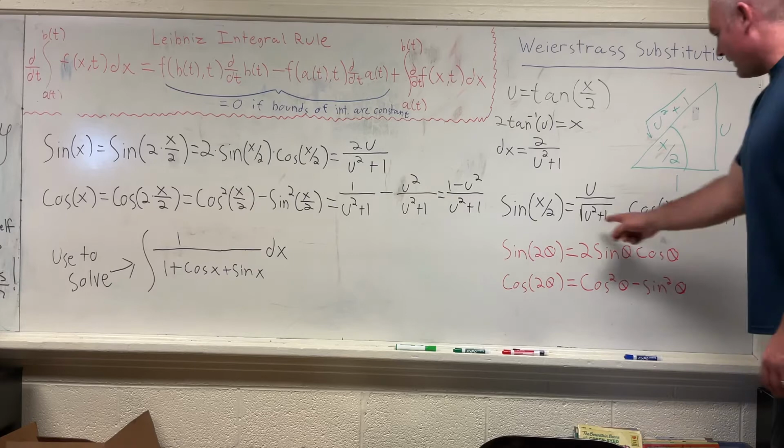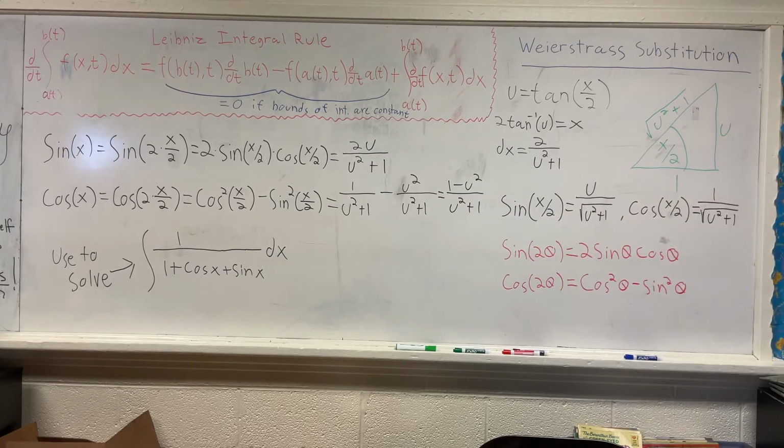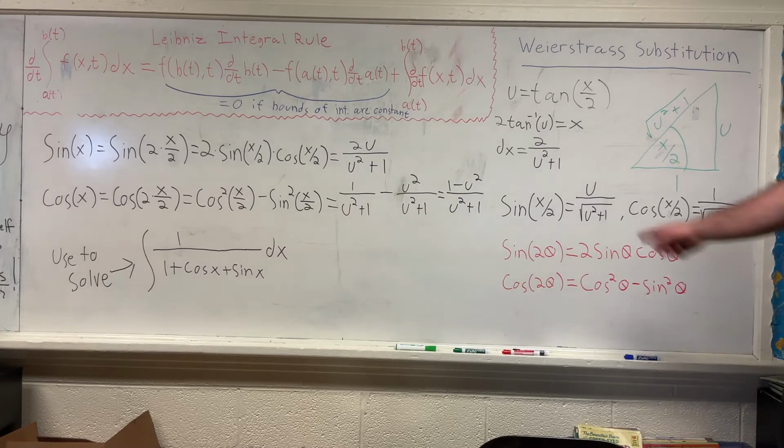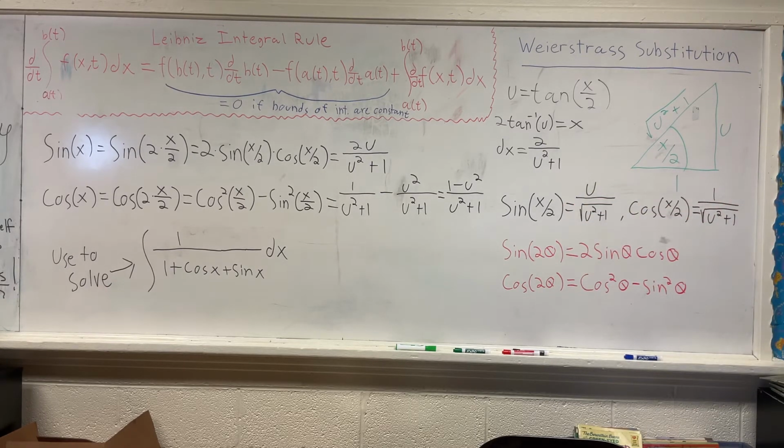And now a couple facts that you learn in trigonometry. We know from trigonometry that the sine of 2 theta is equal to 2 times the sine of theta times the cosine of theta. And we also know that the cosine of 2 theta is equal to the cosine squared of theta minus the sine squared of theta. So we're going to use that fact to solve for sine x and cosine x, because right now all we have is sine of x over 2 and cosine of x over 2, and that's not very useful.